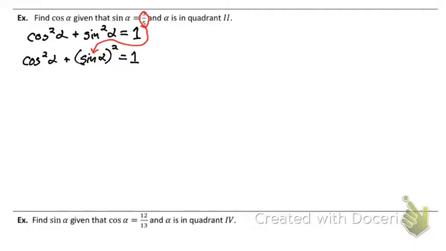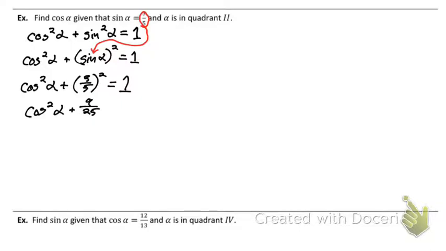All right, so we're going to have cosine squared alpha plus 3 over 5 squared equals 1. Now it's just solving. It's like I have x squared and a bunch of numbers. You get all the numbers on the other side and try to get x by itself. We're trying to get cosine alpha all by itself. So we're going to square this. So I have cosine squared alpha plus 9 over 25. If you want to do this, you can. I find this is a slight shortcut.